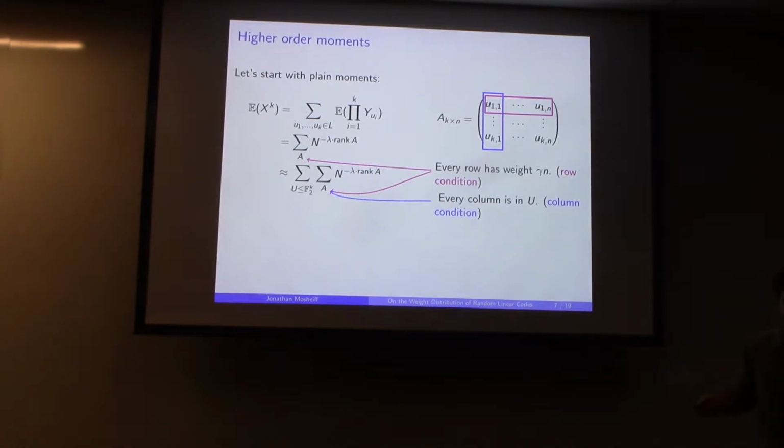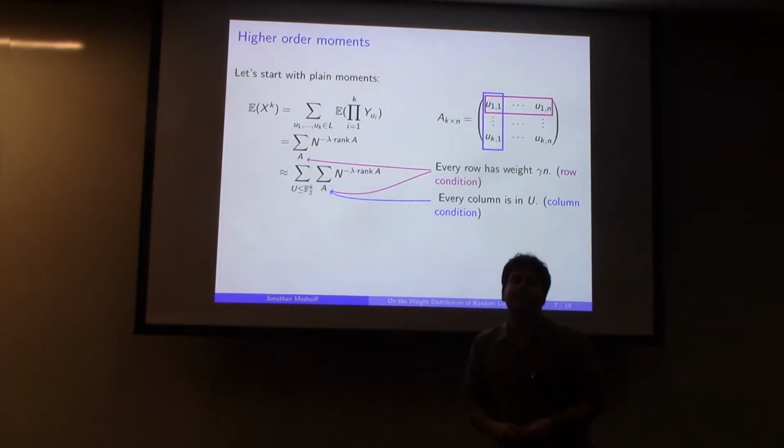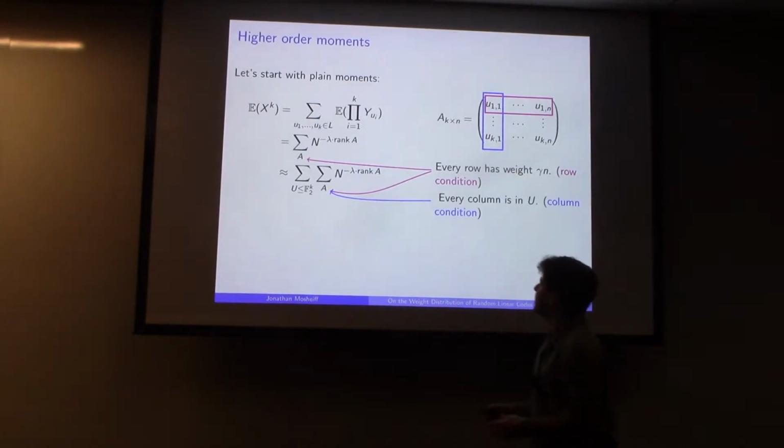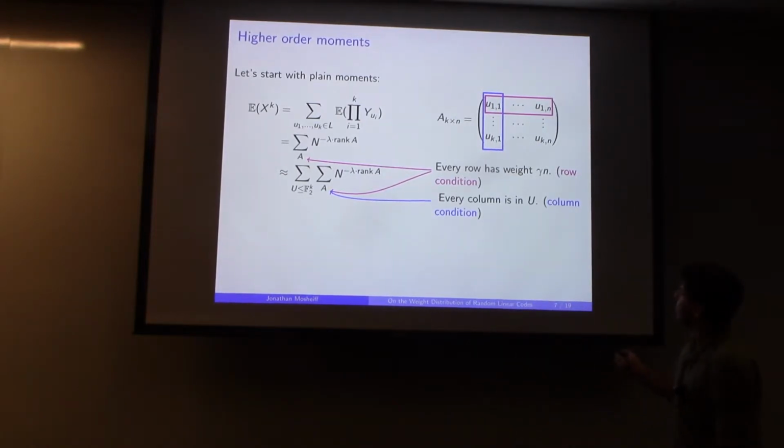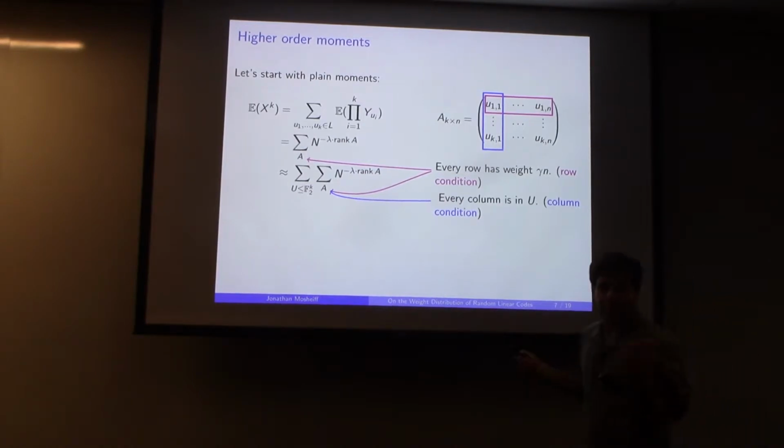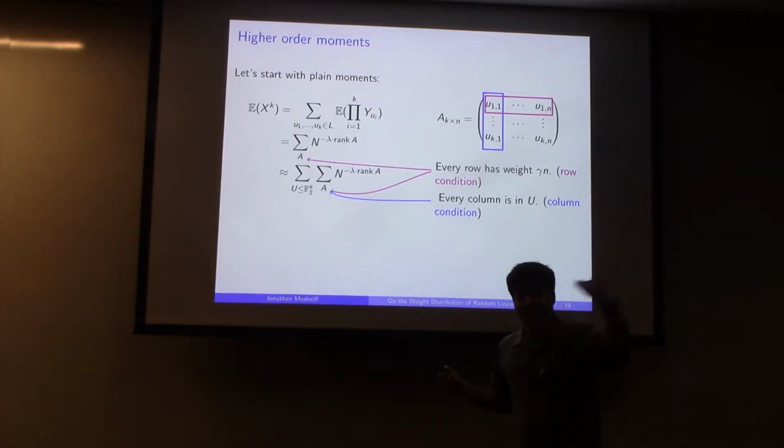So what does this mean? Think, for example, let me give an example here. Suppose I sum over only matrices in which every column is either 1, 1, 1, 1, 1, or 0, 0, 0, 0, 0. In other words, I can think of the set of all matrices in which all the rows are identical to each other.